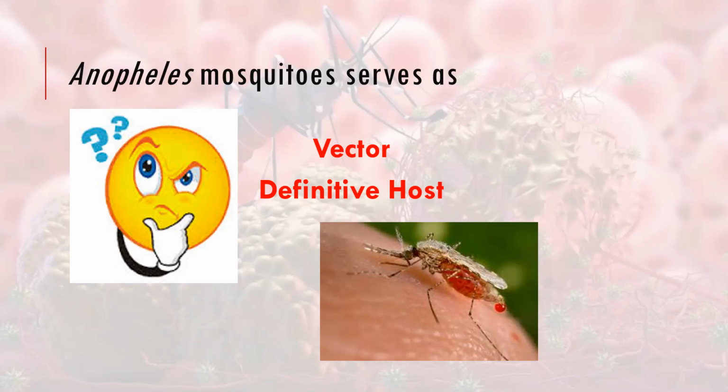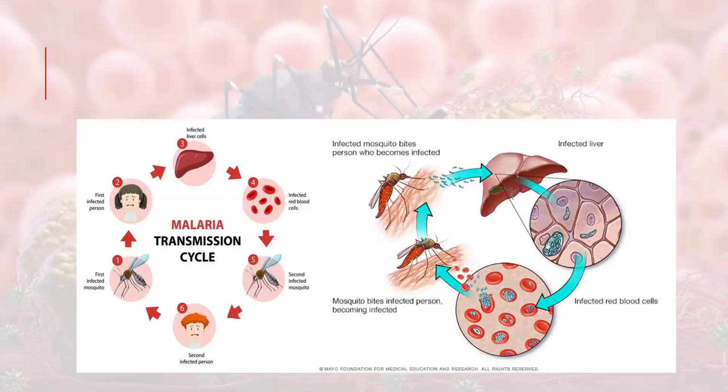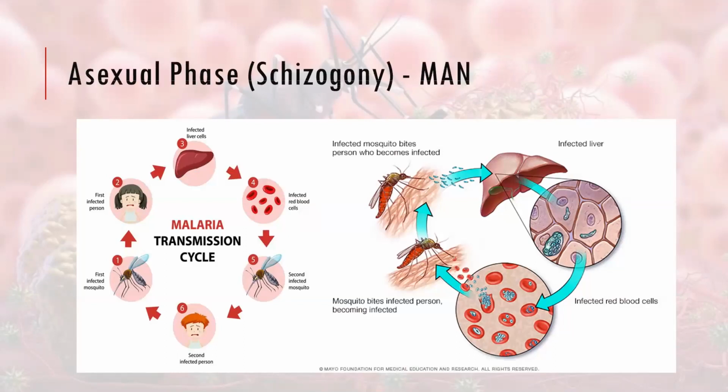And at the same time, it serves as the definitive host where the sexual reproduction happens. All right. It will be nice if we have a diagram here, no? And this is the asexual phase that took place in man.